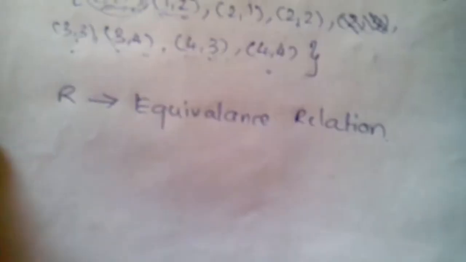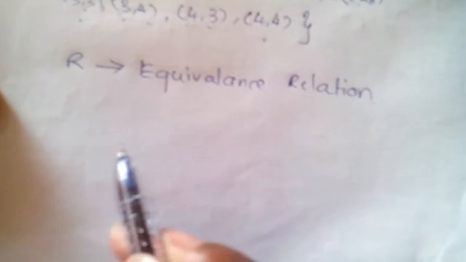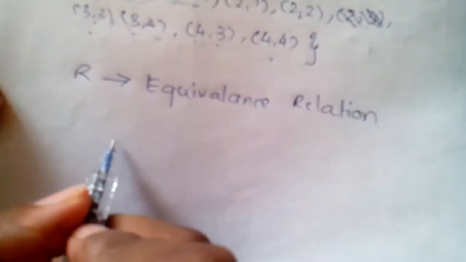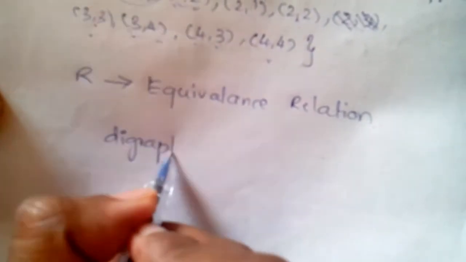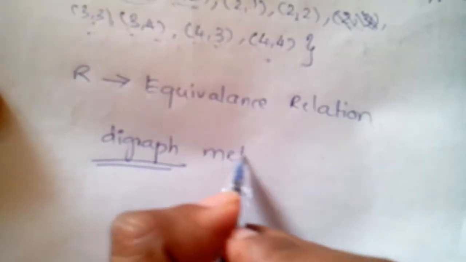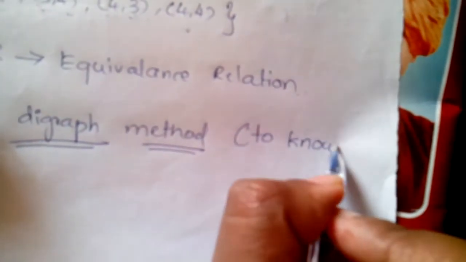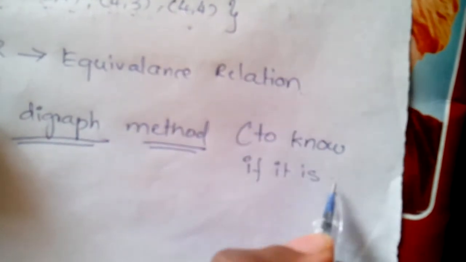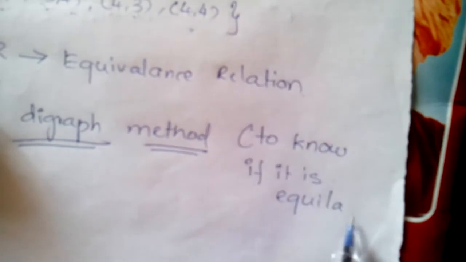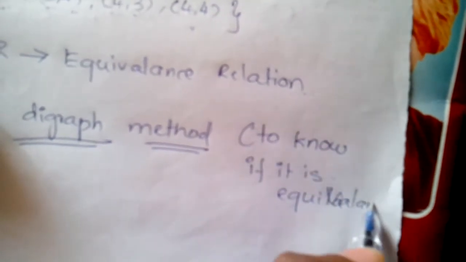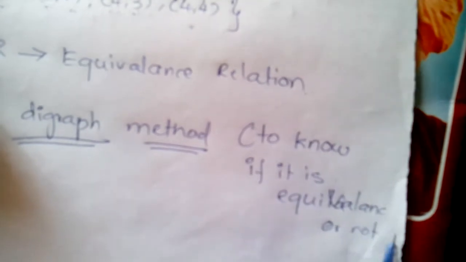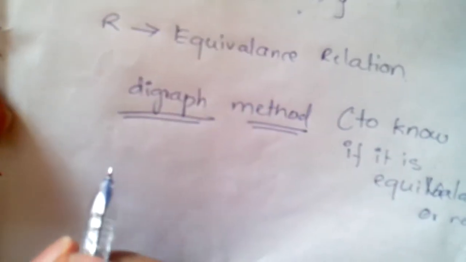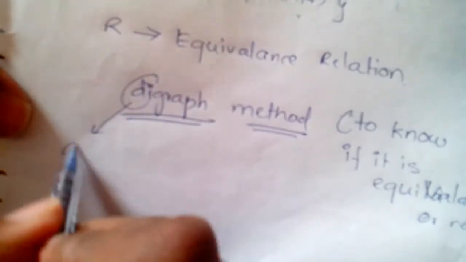Okay, next we try to do the same thing using the digraph method, to know if it is an equivalence relation or not. So for the digraph method, we use a graph, a directed graph. Di means directed.